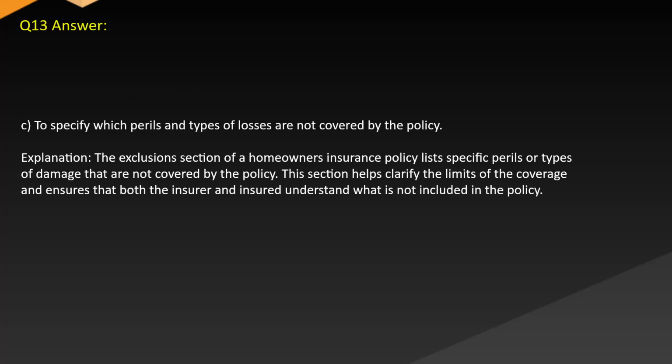Answer. C. To specify which perils and types of losses are not covered by the policy. Explanation. The exclusions section of a homeowner's insurance policy lists specific perils or types of damage that are not covered by the policy. This section helps clarify the limits of the coverage and ensures that both the insurer and insured understand what is not included in the policy.